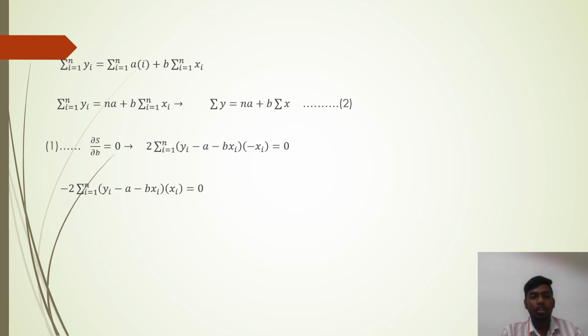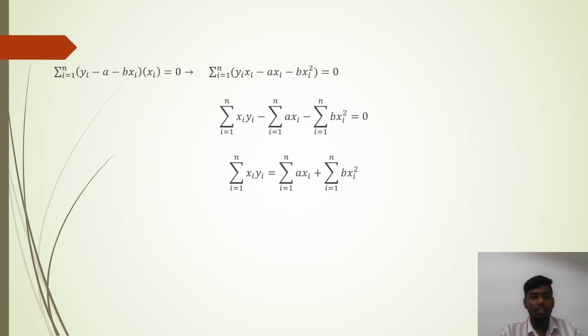Then the equation becomes 2 into summation of i equals 1 to n of (yi minus a minus bxi) into (minus xi) equals 0. That will become minus 2 into summation of i equals 1 to n of (yi minus a minus bxi) of xi equals 0. So summation of i equals 1 to n of (yi minus a minus bxi) of xi equals 0.